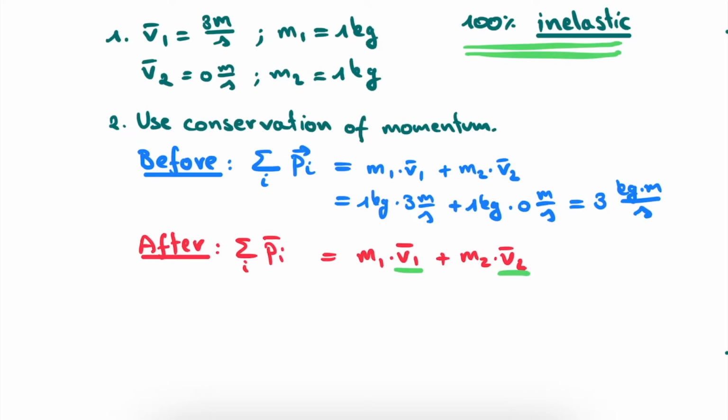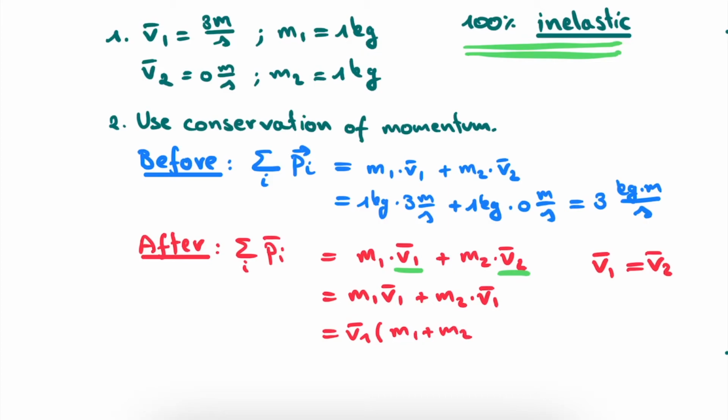So because of this, we can say that v1 after the collision is equal to v2 after the collision. And we can write this in our sum here. So we have m1 times v1 plus m2 times v1, because we've now written v2 simply as v1. And again, this is only because we have a 100% inelastic collision. This simply becomes v1 multiplied by m1 plus m2.